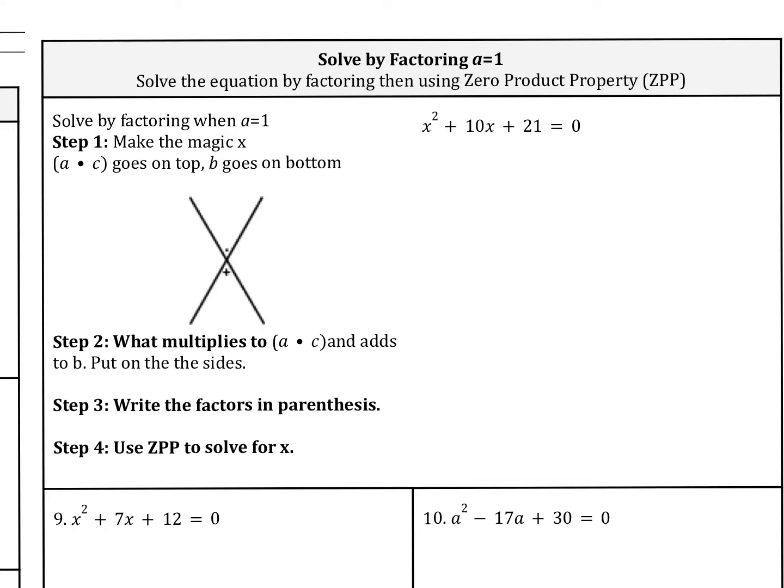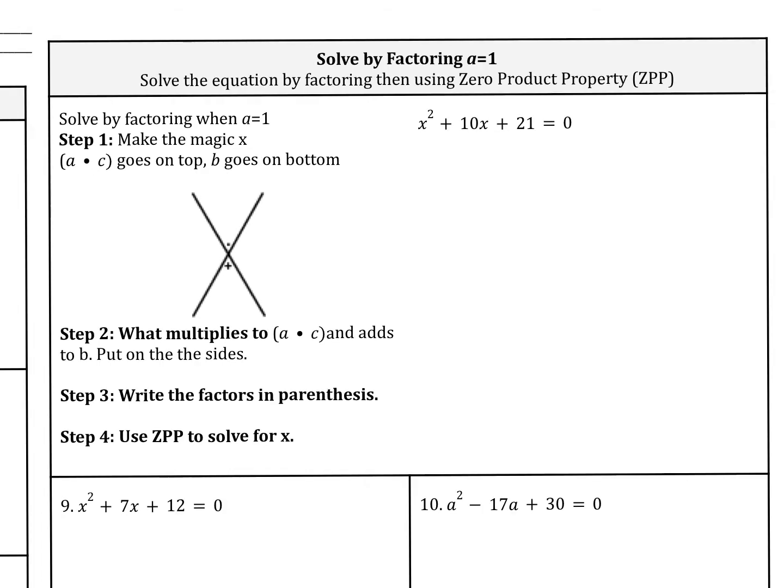9.1 to 9.3 review: solving quadratic equations. In this section, we are going to solve the quadratic equation by factoring when a equals 1. The standard form of the quadratic equation is ax squared plus bx plus c equals 0. Here we have x squared plus 10x plus 21 equals 0, which means that the a in the front is 1.